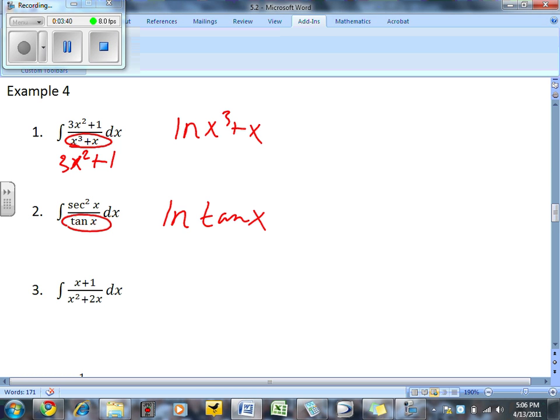Same thing here, except for we're going to be a little off. All right, if I take the derivative down here, I'm going to get 2x plus 2. Well, you notice all I have to do is multiply this top by 2, and I'm going to have my derivative of the bottom up top. Well, I can't change the equation. If I put a 2 up top, I also have to put a 2 on the bottom, so I'm going to have a 1/2 on the outside. So this is going to equal then the 1/2 natural log of the bottom, x squared plus 2x.